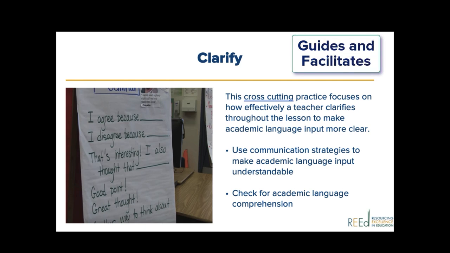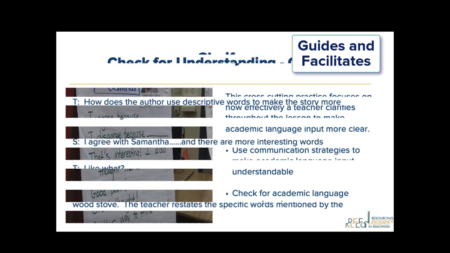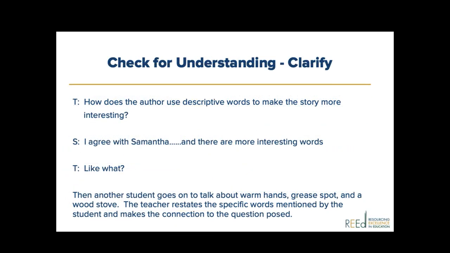Here is another example of how the teacher clarifies. Teacher says, "How does the author use descriptive words to make the story more interesting?" Student says, "I agree with Samantha, and there are more interesting words." Teacher says, "Like what?" Then another student goes on to talk about warm hands, grease spot, and a wood stove. The teacher restates the specific words mentioned by the student and makes the connection to the question posed.